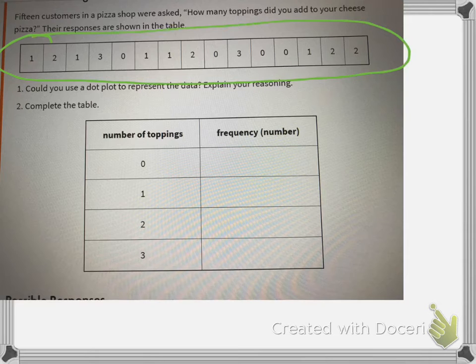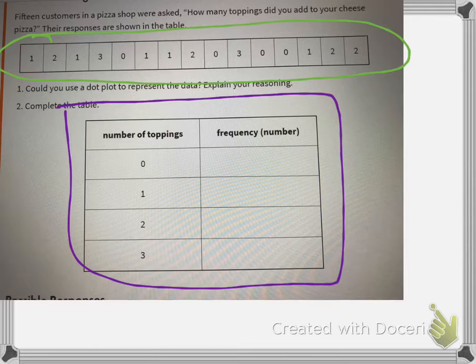Okay, so we can do this in a couple different ways. We can go through and collect our data in a table. So I've got a table right here, and I'm going to create tally marks for each of my toppings so that I can then make this into a dot plot.